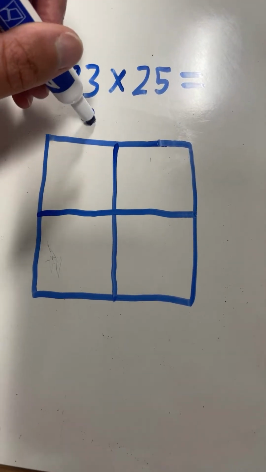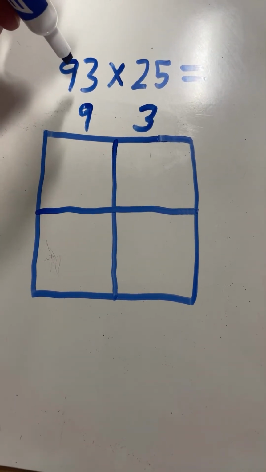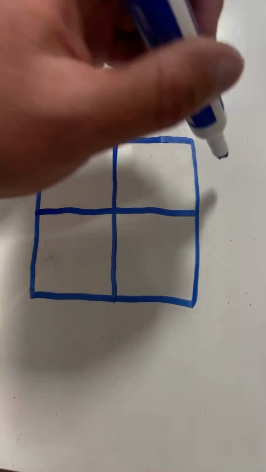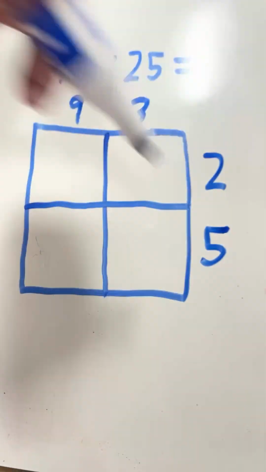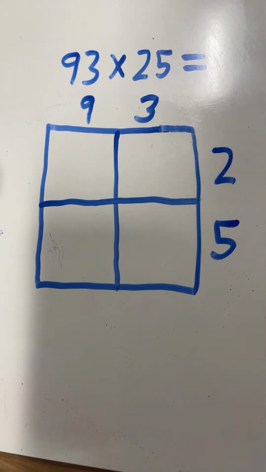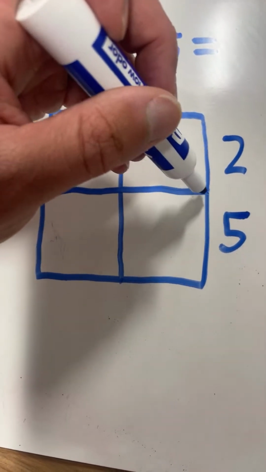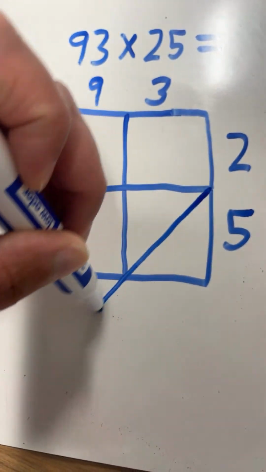So we have 9 and 3 for the number 93. Then we have a 2 and a 5. All right, and then before we do get into the actual math, we also have to draw a line across each square, making our triangles.